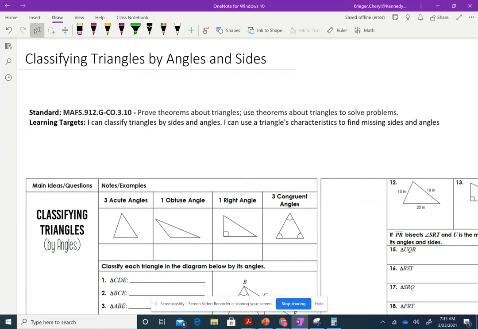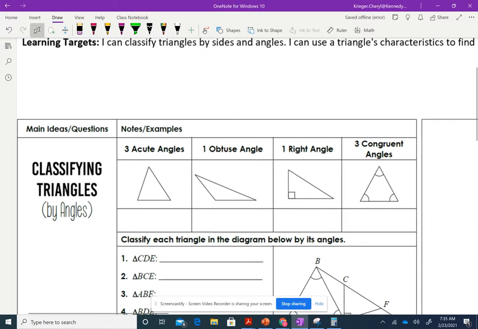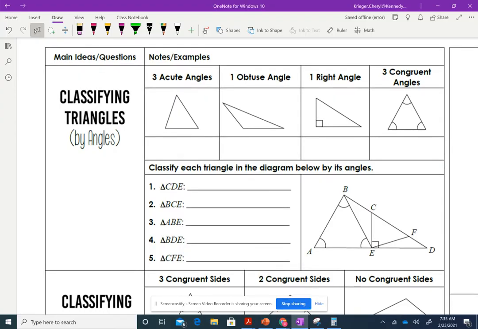Hey everyone, today we are classifying triangles by angles and sides. And this is going to be a pretty easy lesson for you. I think it's something that you've probably already learned. We're just building on it. Okay, so it goes along the first page of your notes. And we start by classifying triangles by their angles.